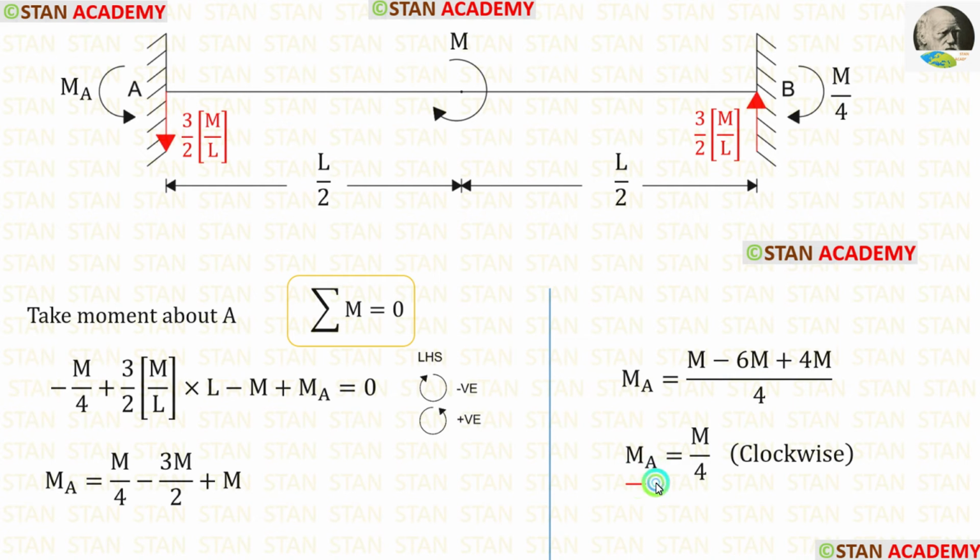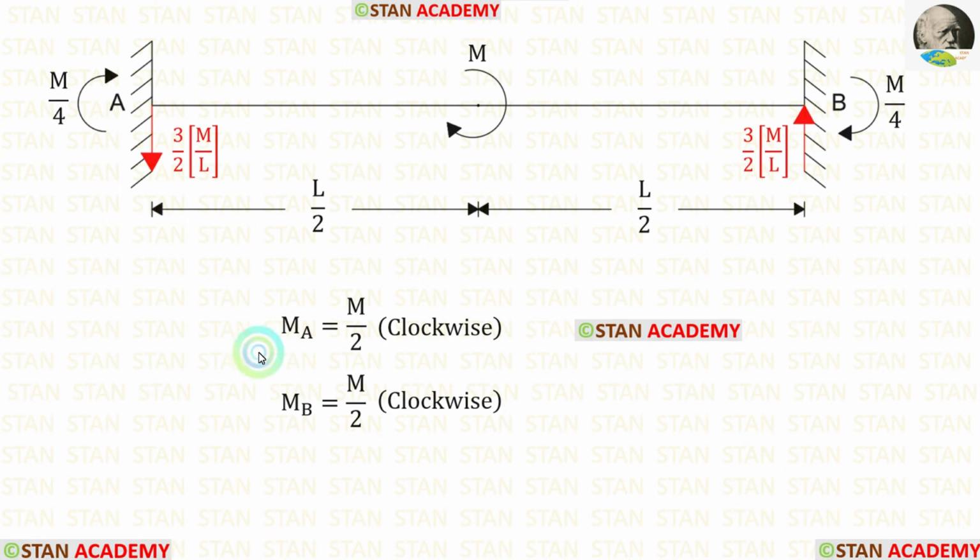For MA, we will get a negative value. That means our assumption is incorrect. We assumed that MA is acting in the anti-clockwise direction, but our assumption is wrong. Actually, MA is acting in the clockwise direction. Finally, we have made the formulas for the fixed end moments MA and MB. Both MA and MB will be acting in the clockwise direction.